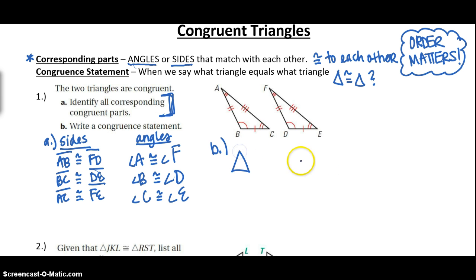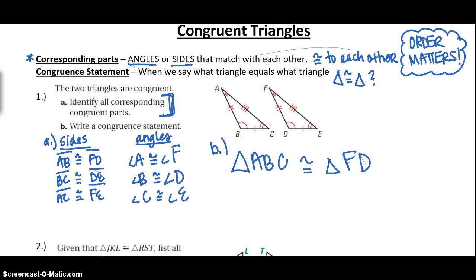So you're going to say what triangle is congruent to what triangle. Well, we have this triangle on the left. I'm going to call it triangle ABC. And what you want to do is you want to match up what goes with A. F. Right? And then what goes with B. D.